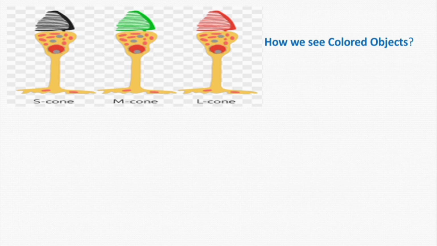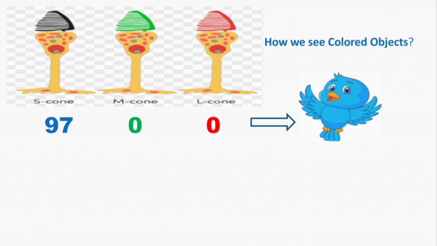Now white is a mixture of all the wavelengths of the light, whereas black is complete absence of the light. Now if our red cones are stimulated 0% and green cones are stimulated 0% and blue cones are stimulated to the extent of 97%, then the color which we will see is blue. Similarly, if red cones are stimulated 83%, green cones are stimulated also 83% and blue cones are stimulated 0%, then the color which will be perceived by us will be yellow.